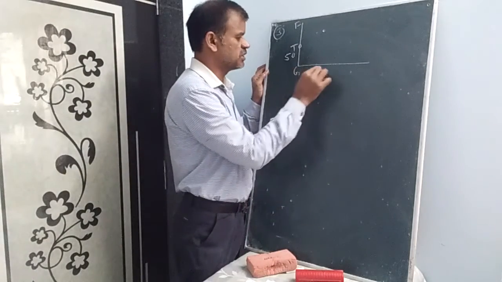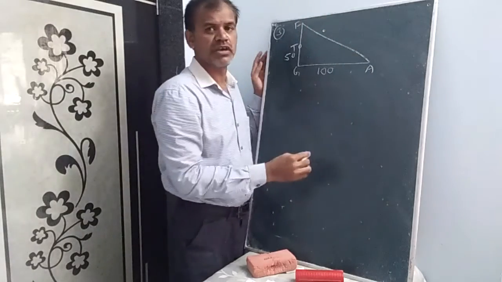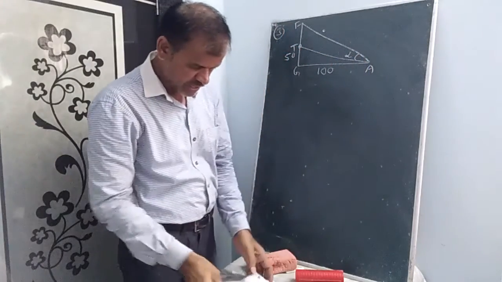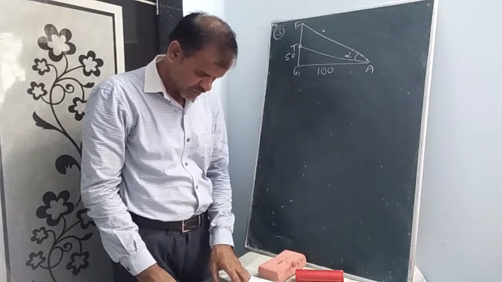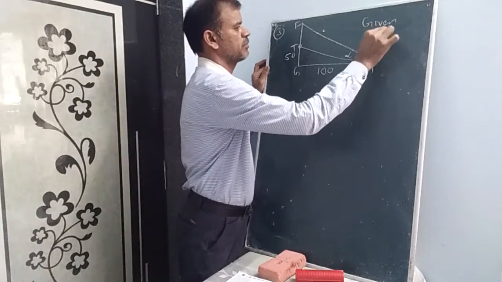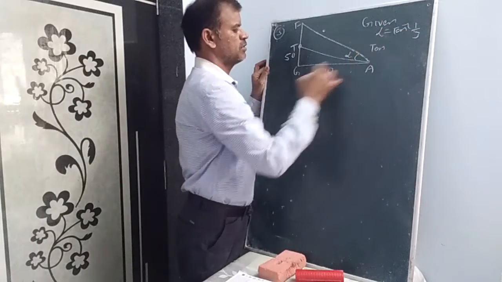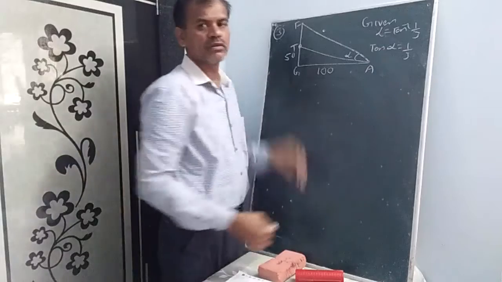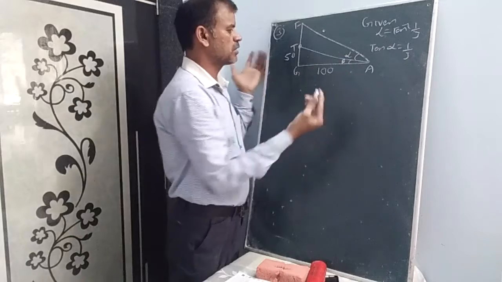Let this be the ground G. This is 100 meters away, at a particular point, let A. This flagstaff is making an angle alpha. Given alpha is equal to tan inverse 1 by 3, the angle the flagstaff makes at A, which is 100 meters from the tower. So tan alpha is equal to 1 by 3. Now, this is beta. Tan beta he did not give, we can discuss.